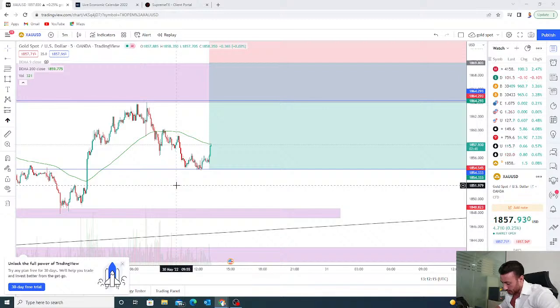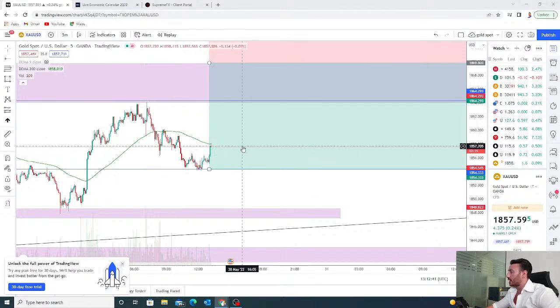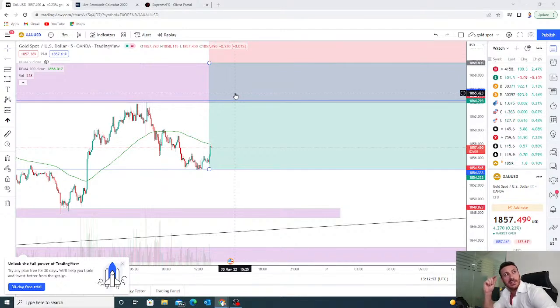Okay, sell limits here, 1872, and 1875. Remember, when I put my sell limits, I keep a bit of a distance, which means if I'm expecting 75, I put 73. If I'm expecting 72, I put 71. I always give that dollar distance for my spread.